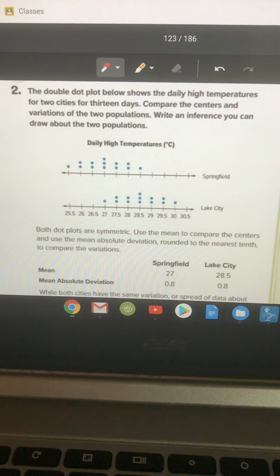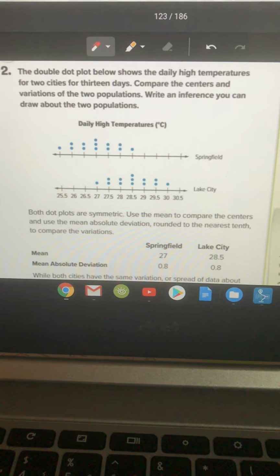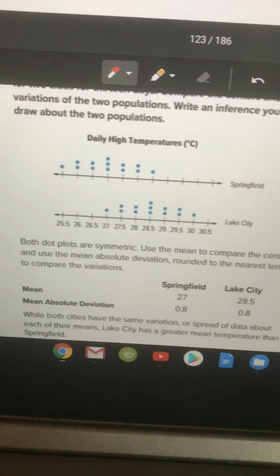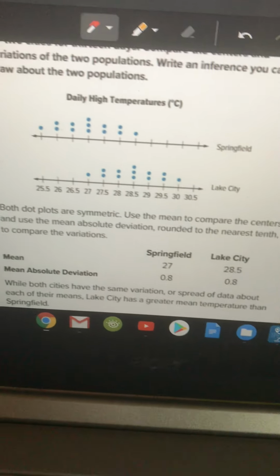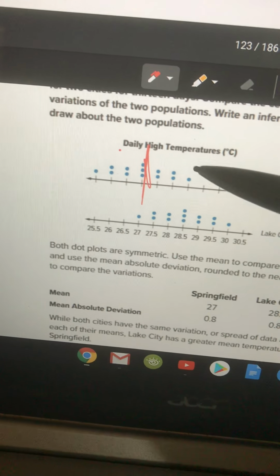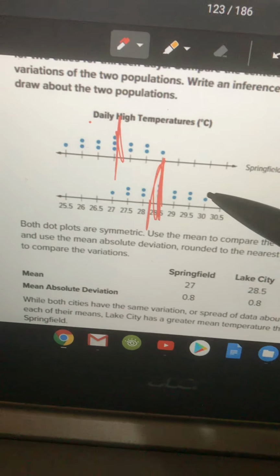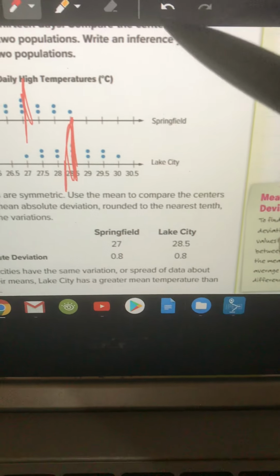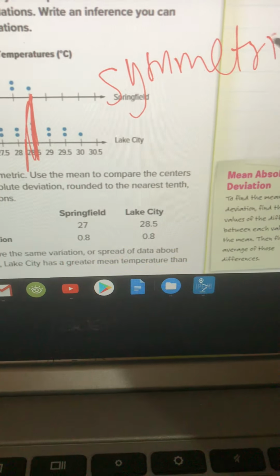You will read example 2 by yourself. You will notice they are both symmetrical. You see? They're both symmetrical. The left is the same as the right. So if this is my median, this side is the same as this side. The same thing here. This is the middle of my data. This side looks exactly the same as this side. So this data is symmetrical.